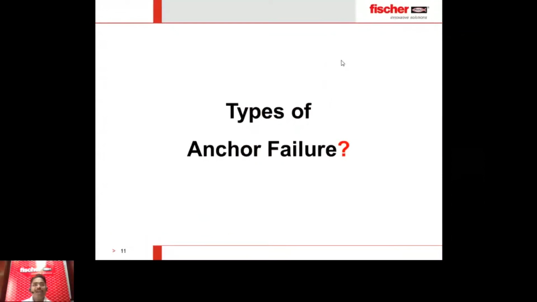But before I start that, I just want to ask you, what type of anchor failure happens under tension? What do you think, guys? What are the types of anchor failure happening under tension?